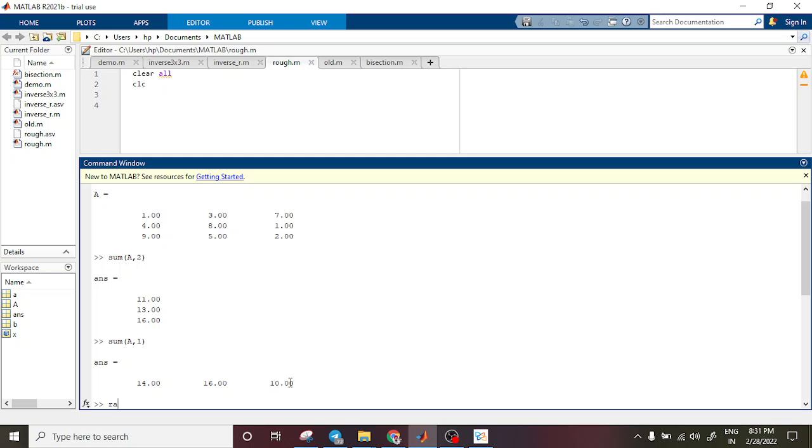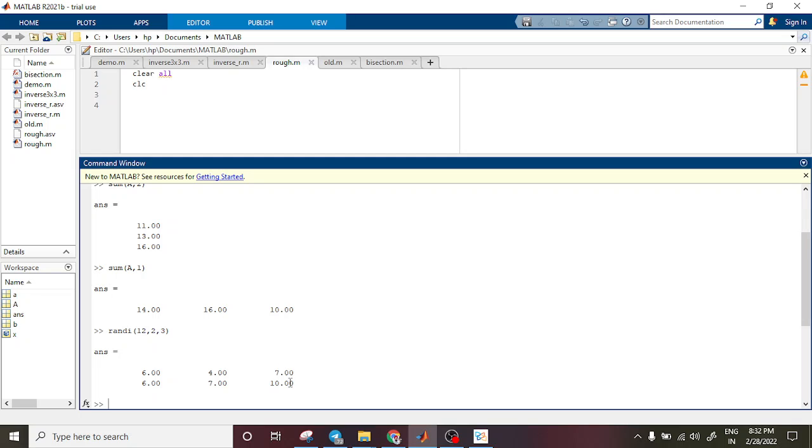Okay, rand i, random integer. If I'm writing only 12, not mentioning 12 to 20, what does it assume? Now you can see that it takes that number as the maximum number, right?